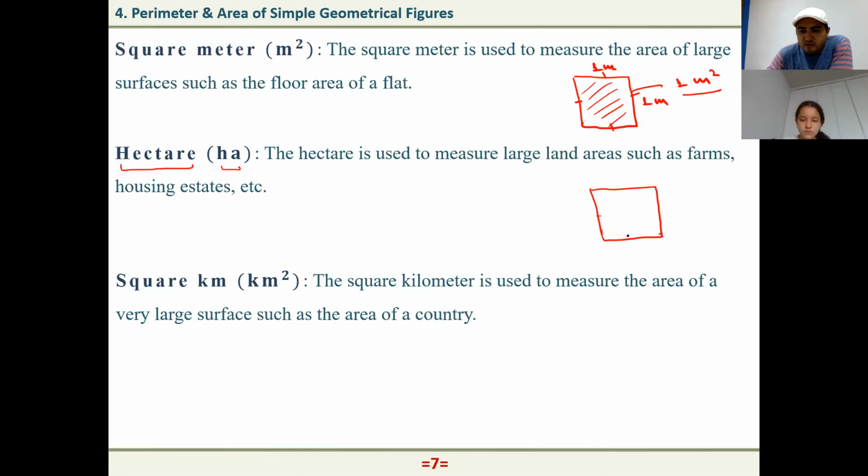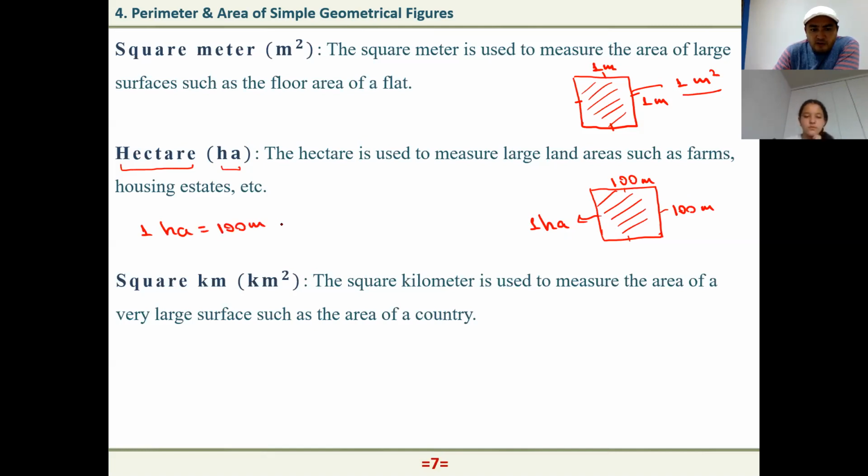Okay, we know that all sides are equal because it's a square. So this one side is 100 meters and this side is 100 meters. We call this a square covering a 100 meter by 100 meter area. So that is equal to 1 hectare. So what is 1 hectare then? 1 hectare is equal to 100 meters times 100 meters. And what is 100 times 100, Shahina? It is 10,000, right? 10,000.